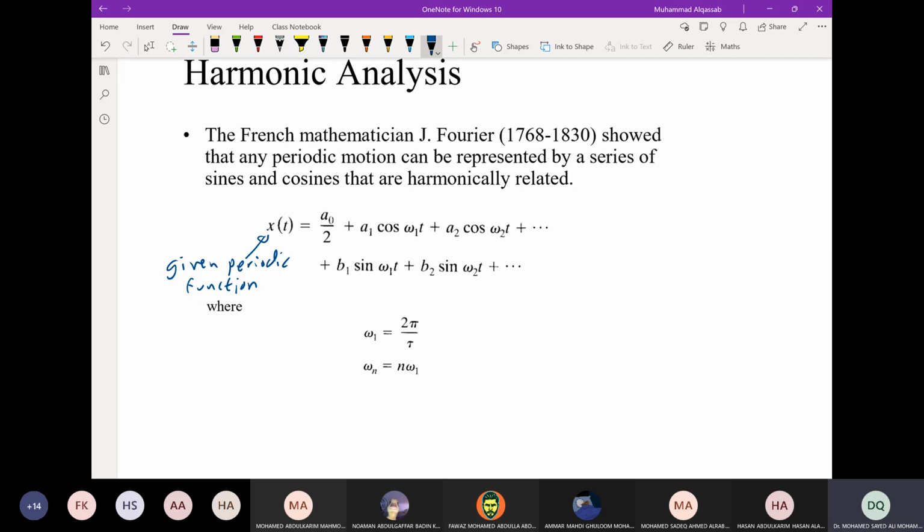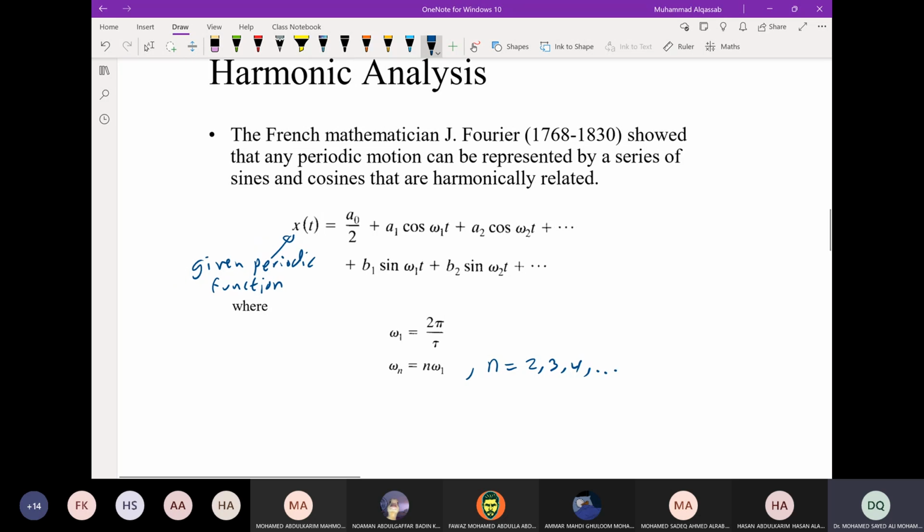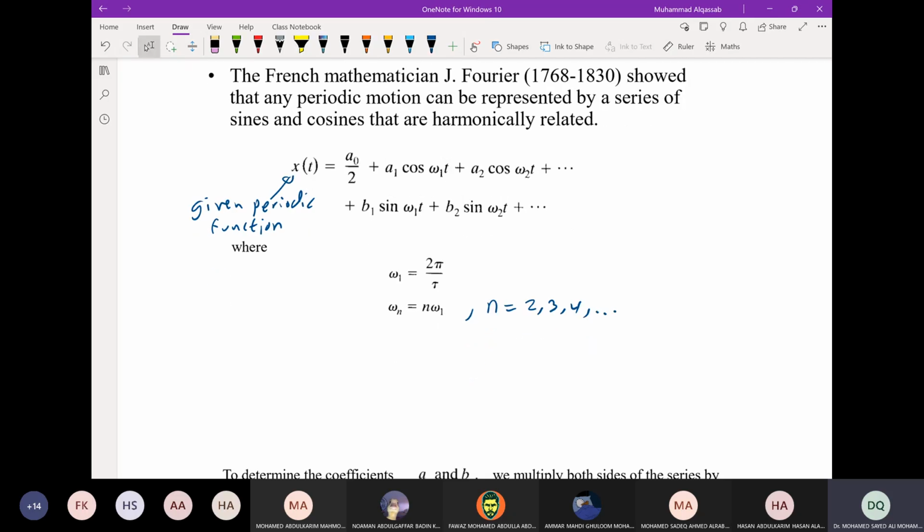Then omega 2 is 2 times omega 1. In general, omega n is n omega 1, where n is an integer equal to 2, 3, 4, and so on. So n is an integer value, and omega n is n omega 1. And n here is just an index.